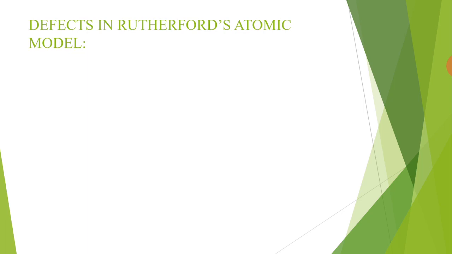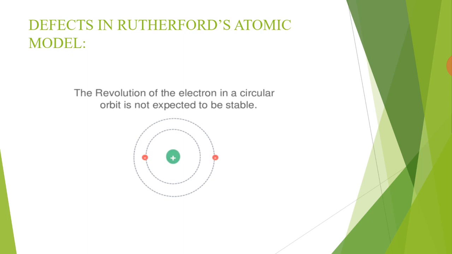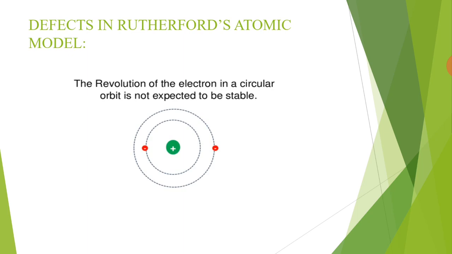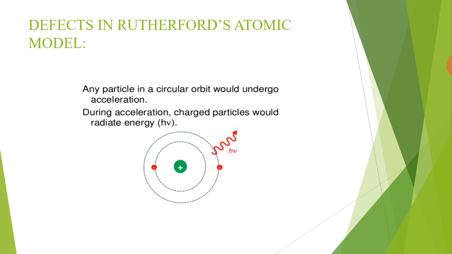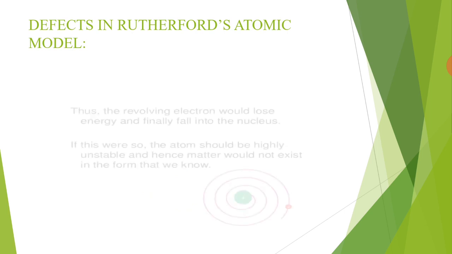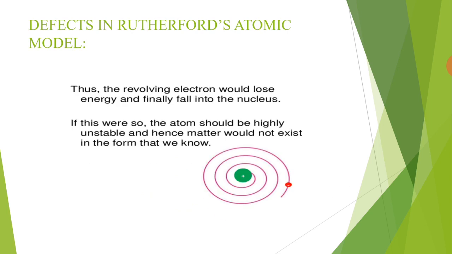Rutherford model of an atom was not completely correct. It has the following defects. The revolution of the electron in a circular orbit is not expected to be stable. Any particle in a circular orbit would undergo acceleration. During acceleration, charged particles would radiate energy. Similarly, if an electron is moving fast in a circular path, then it will also lose energy. Thus, the revolving electron would lose energy and finally fall into the nucleus.